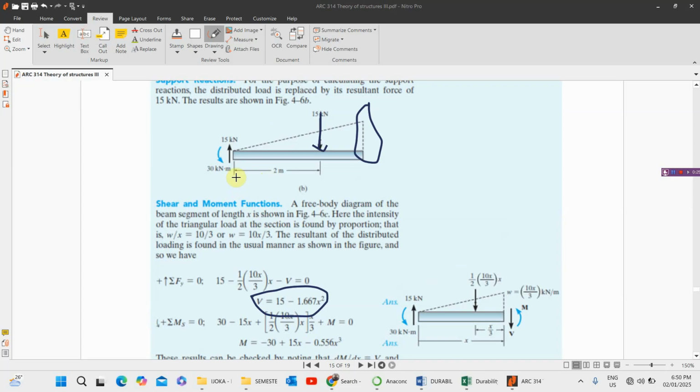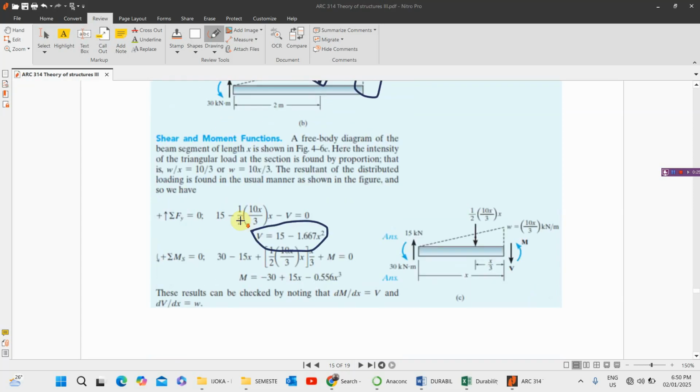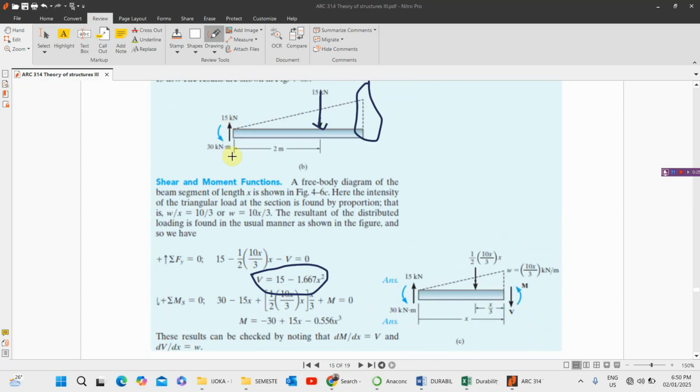This one is force times perpendicular distance. That's why we have 15 times 2, that's why we have 30 kilonewton meter here. So now we have a moment of 30 kilonewton meter here, and a shear force of 15 here. I want to take moment about point X. We don't know that point X. Let's just cut an imaginary point X. Let's say X is any distance along here. We don't know it yet. So how do we determine that?